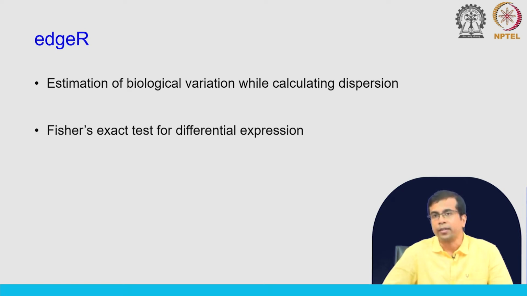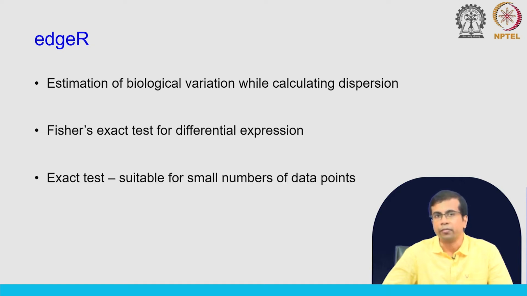And for statistical testing or hypothesis testing, right, we have seen DESeq2 uses the Wald test, but edgeR uses Fisher's exact test for differential expression. Okay. So, to identify these differentially expressed genes, it will use something called Fisher's exact test.